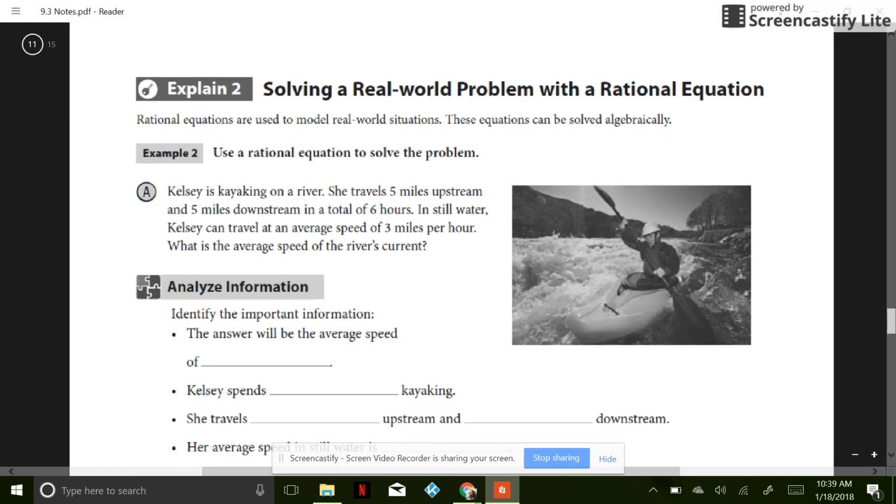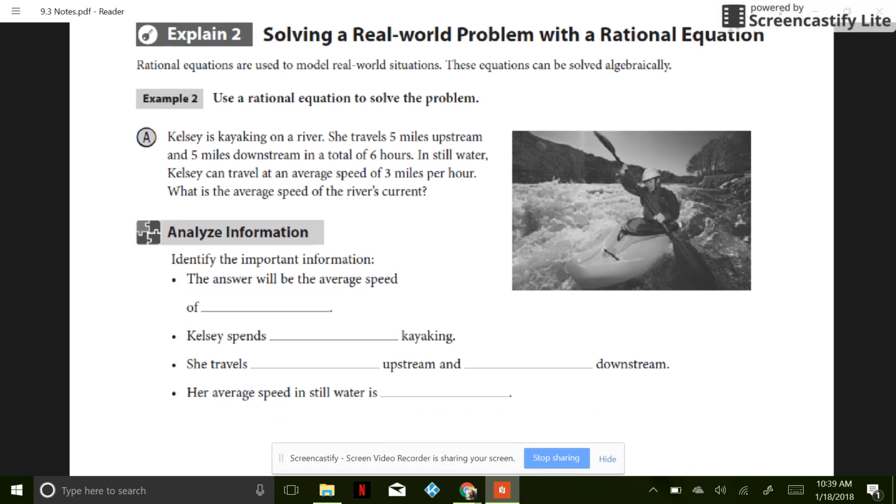Now, if we want to solve real-world problems with rational equations, we can use models. So we've got Kelsey kayaking on a river. She travels 5 miles upstream and 5 miles downstream in a total of 6 hours. In still water, Kelsey can travel at an average speed of 3 miles per hour. What is the average speed of the river's current?